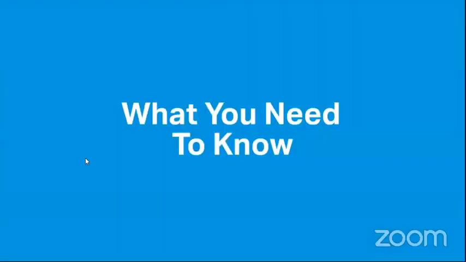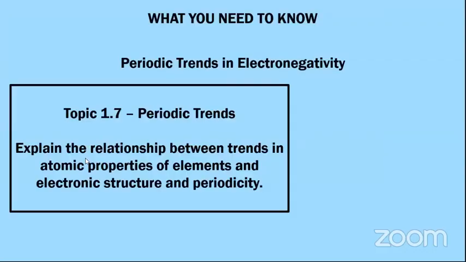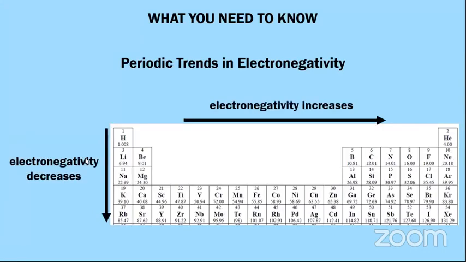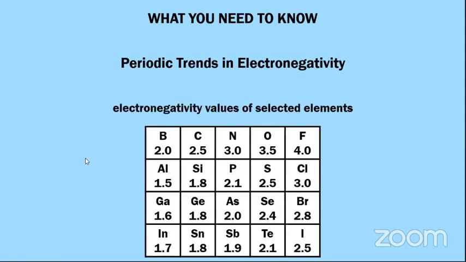So what you need to know today has to do with electronegativity, and that is a periodic trend along with things like ionization energy and atomic and ionic radii. So what do we know on the periodic table with respect to electronegativity? Well, we know that since atomic radius decreases from left to right, electronegativity values generally increase from left to right across a period, and they generally decrease from top to bottom down a group. Here are some electronegativity values of selected elements on the periodic table, and you can see that that general trend holds true, increasing left to right, and generally decreasing or perhaps remaining about the same as you go down.